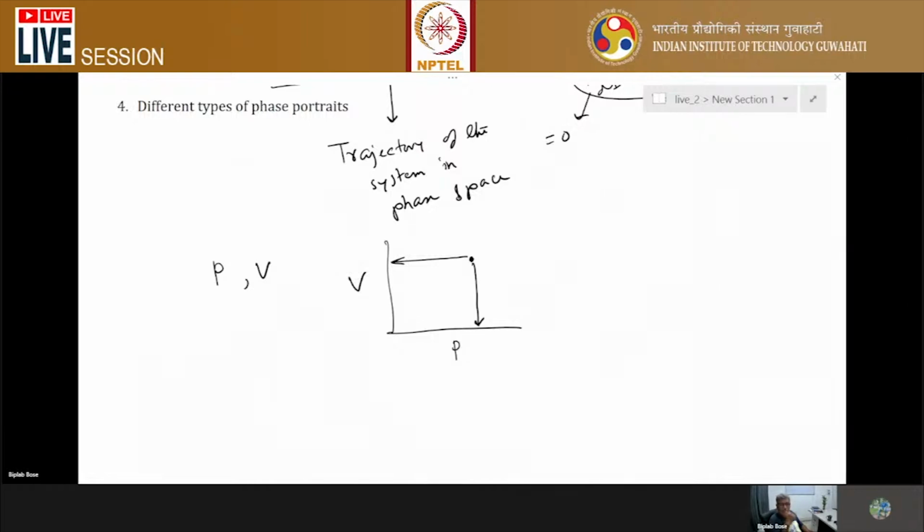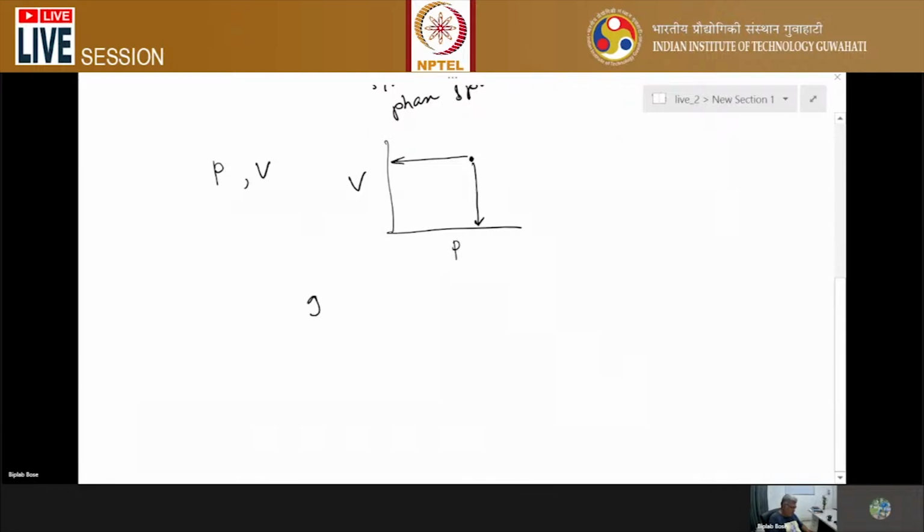Now, similarly, if you are talking about a biological system, suppose you want to characterize the behavior of a cell in terms of a single gene, gene X. You want to know how X changes with time. So this is my phase space, and here the system may change like this. With time it may change. So this is my trajectory.